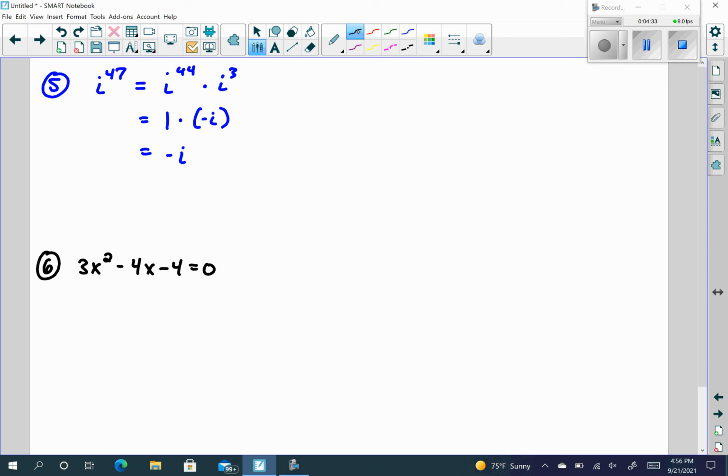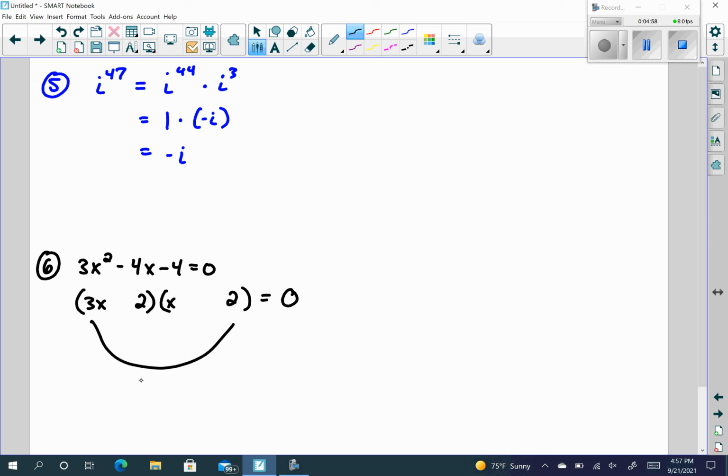Now for 6, I wanted you to solve by factoring. If we look, there is no GCF, so we're just going to try 2 sets of parentheses. Now it's very important to keep this still equal to 0. We can't lose the fact that it's an equation. The only way to factor 3x squared is 3x times x. And then we have some choices for this 4 at the end here. We could try 2 and 2. We could do 4 and 1, 1 and 4. I'm going to try 2 and 2 and see if that works.